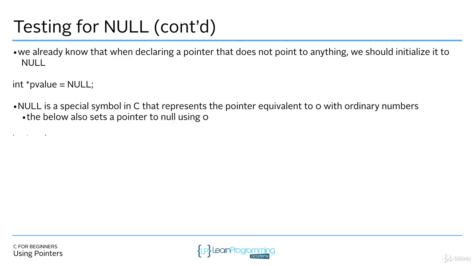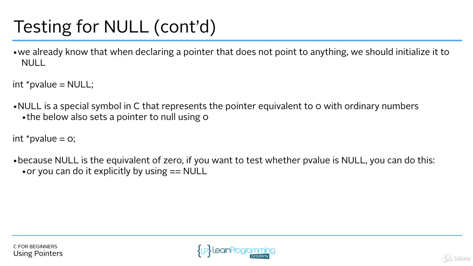Null is a special symbol in C that represents the pointer equivalent to 0 with ordinary numbers. The below also sets a pointer to null using 0. So if we don't want to assign it to null, we can just say 0, and that's the equivalent of pointing to nothing.